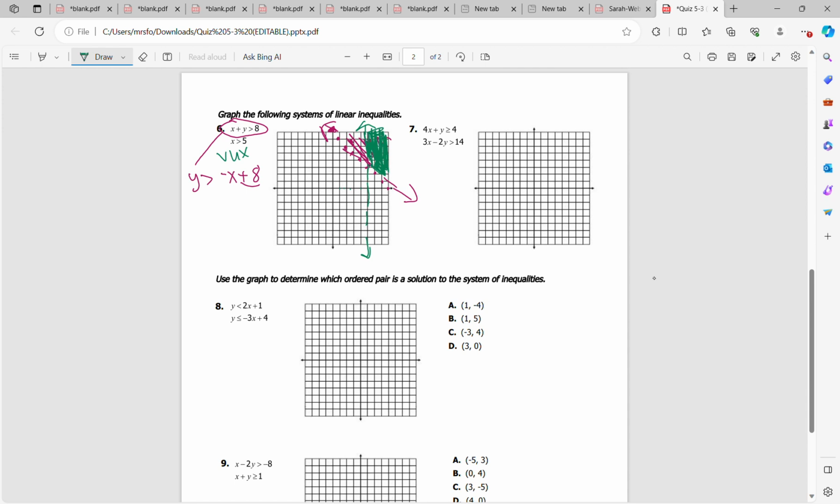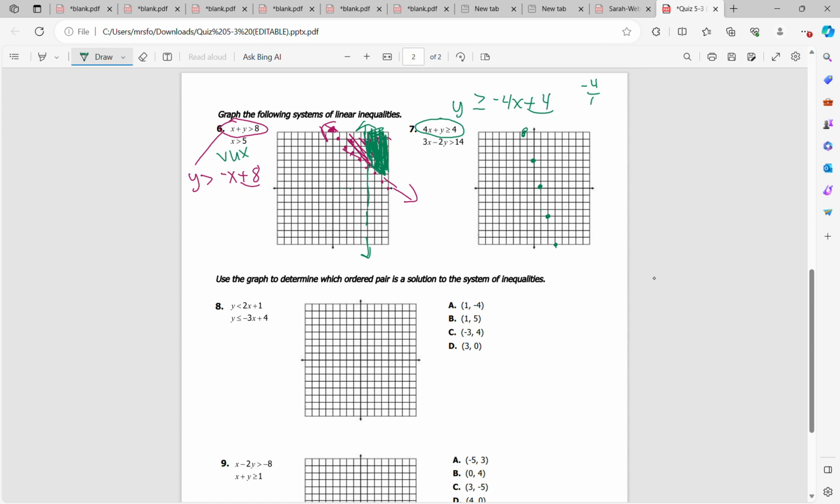Okay, so looking at number 7, you would solve this, and when you solve it, you get y is greater than or equal to negative 4x plus 4. Start with the 4, you go up 4. 1, 2, 3, 4. And the slope is negative 4, so that's down 4 over 1. Down 4 over 1. Or up 4 and to the left 1.